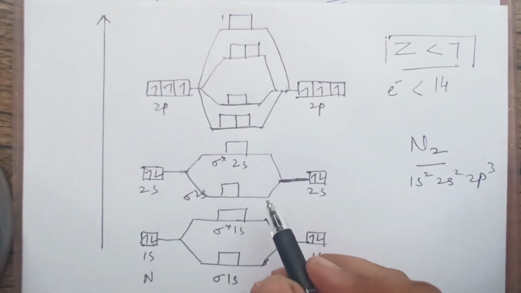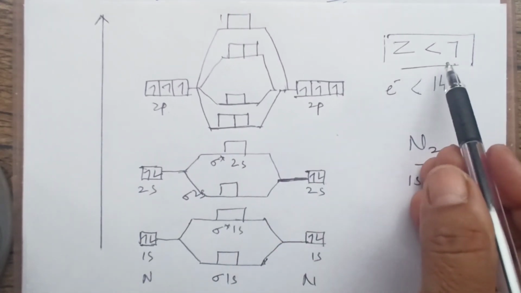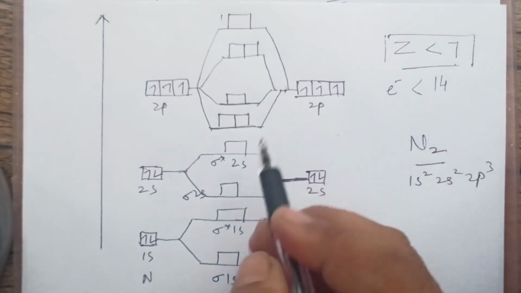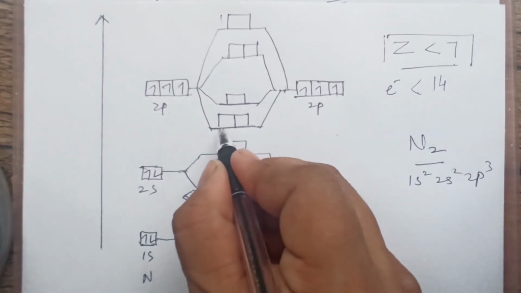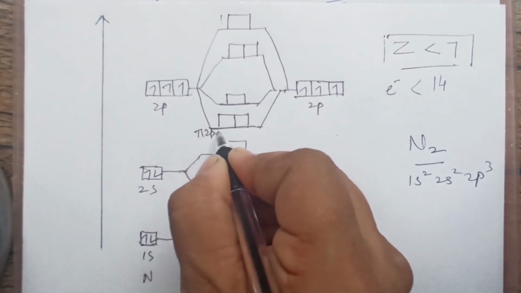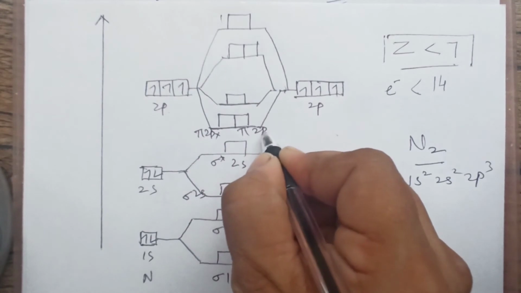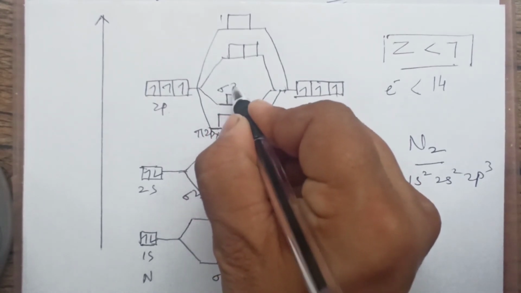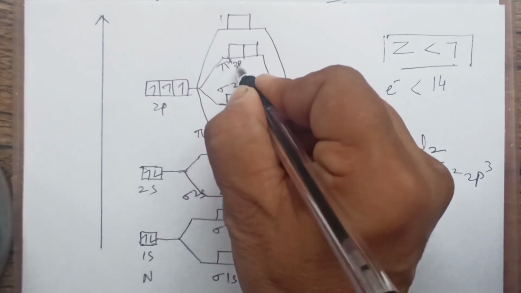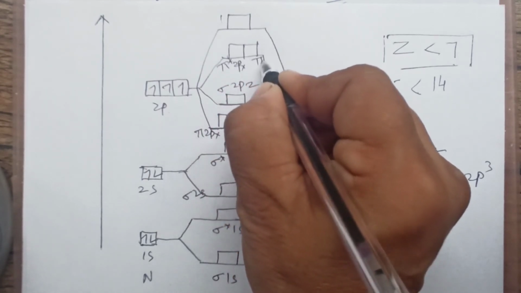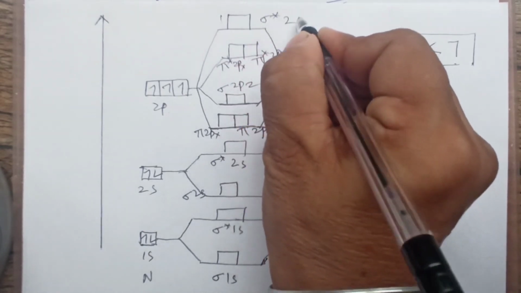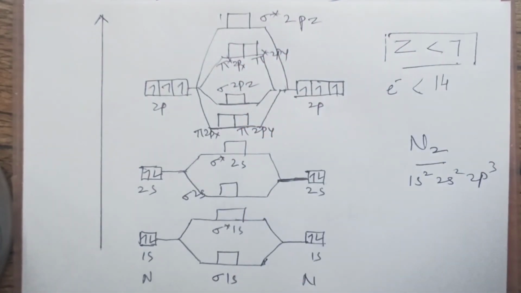Now, till nitrogen, that is atomic number less than 7 or electrons less than 14, you will find that pi is lower. That is pi 2px, this is pi 2py. This is sigma 2pz. Then you have pi star 2px equal to pi star 2py. Then you have sigma star 2pz. This is the order. Right.